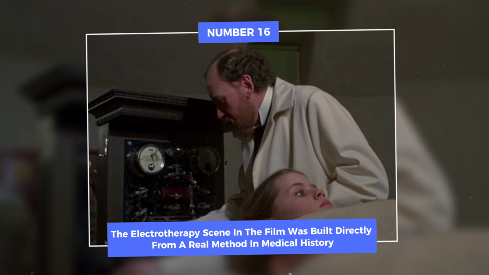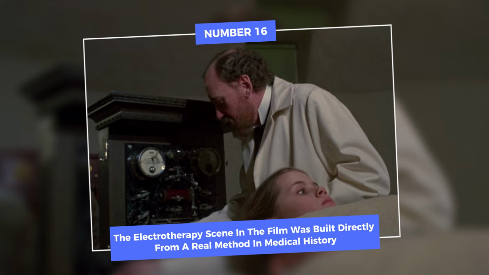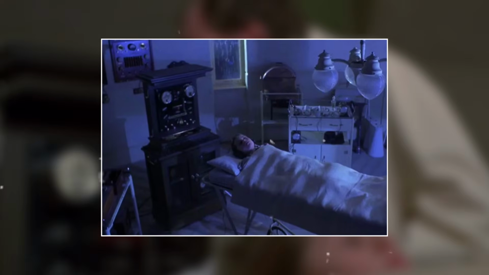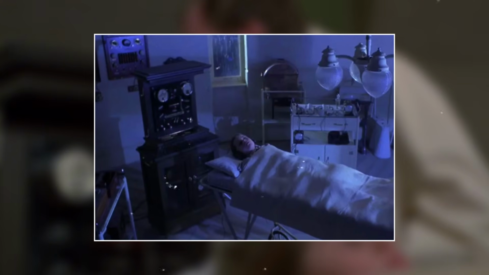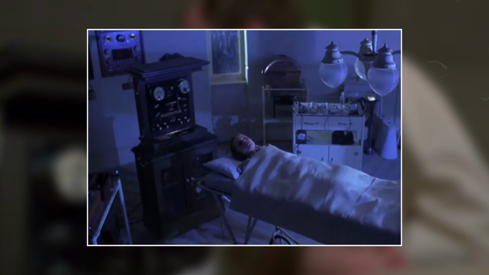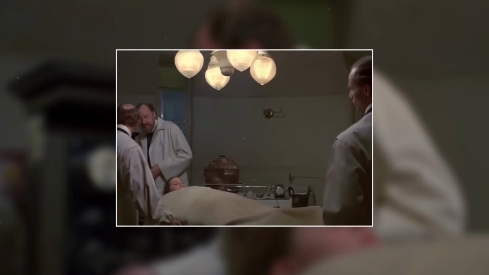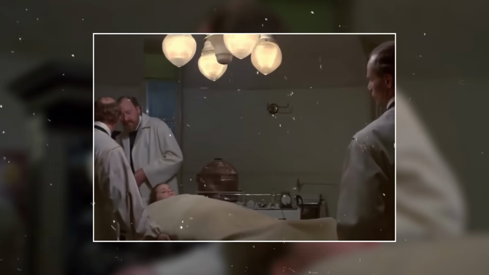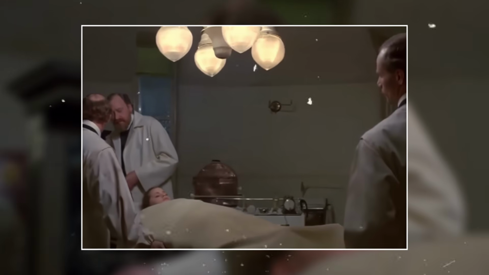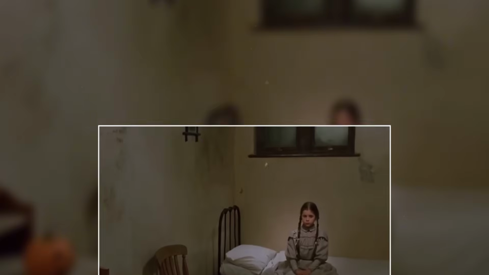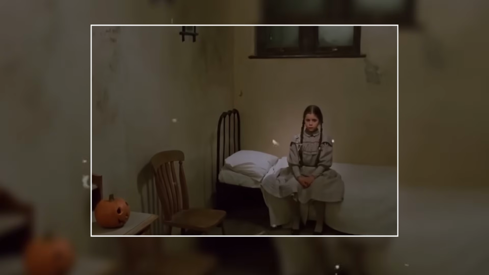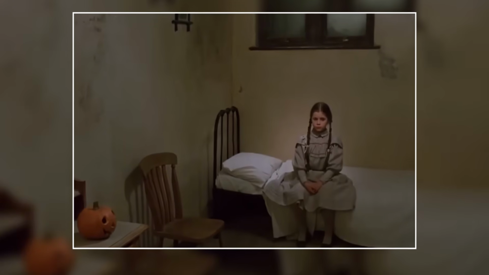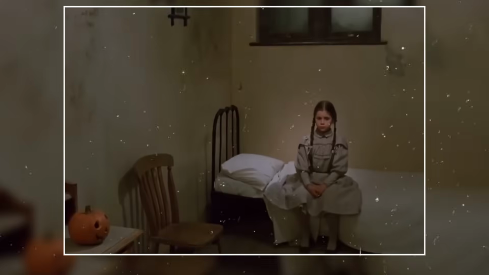Number 16. The electrotherapy scene in the film was built directly from a real method in medical history. The character Dorothy is taken into a sealed room where metal devices are prepared and connected to an electrical system, recreating a procedure called electroconvulsive therapy, or ECT. This is not a fictional detail but a treatment method that was widely used in the 20th century to handle severe psychological disorders. In the early stages of this method, its application was not strictly limited by age, and in some cases, children were also included in the group of subjects treated.